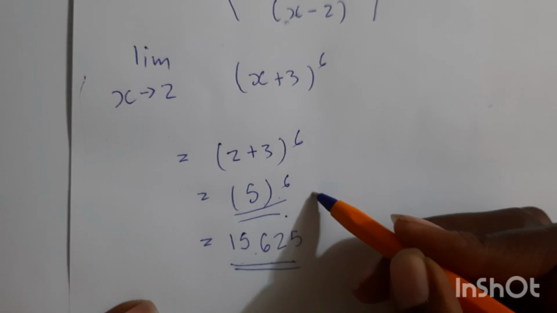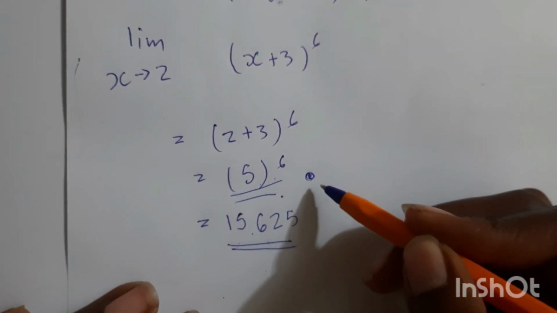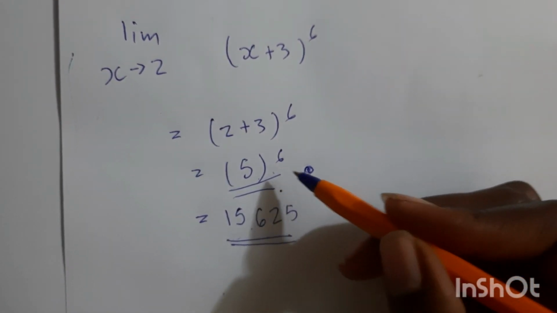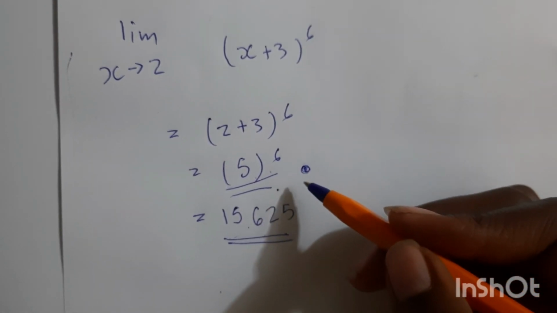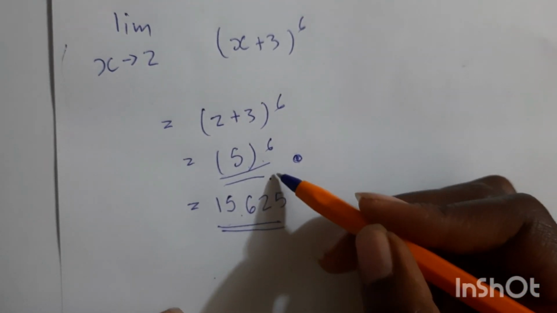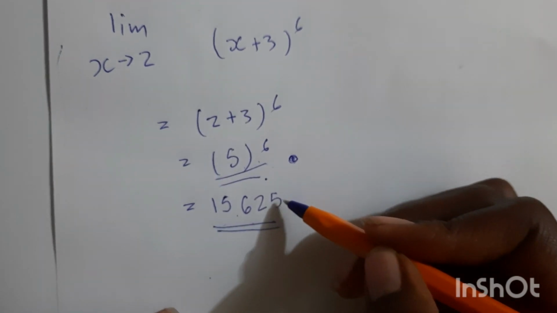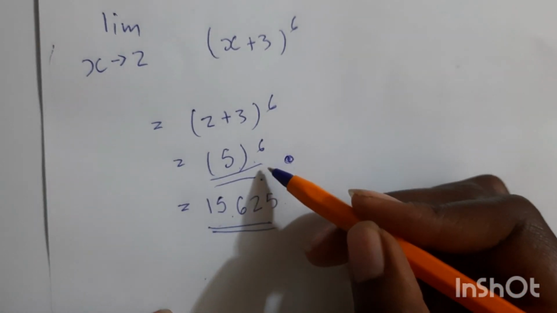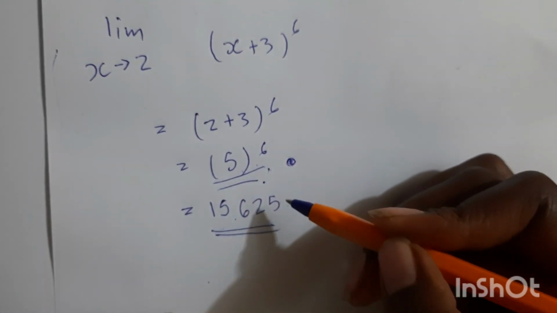Though I would advise you to leave it in this form, because we don't use calculators, and multiplying this throughout will be a bit tedious. So I would have left it in this form instead of this one, but if you can leave it in this form, it's fine. But personally, I would have chosen to leave it this way. So this is the answer for H.